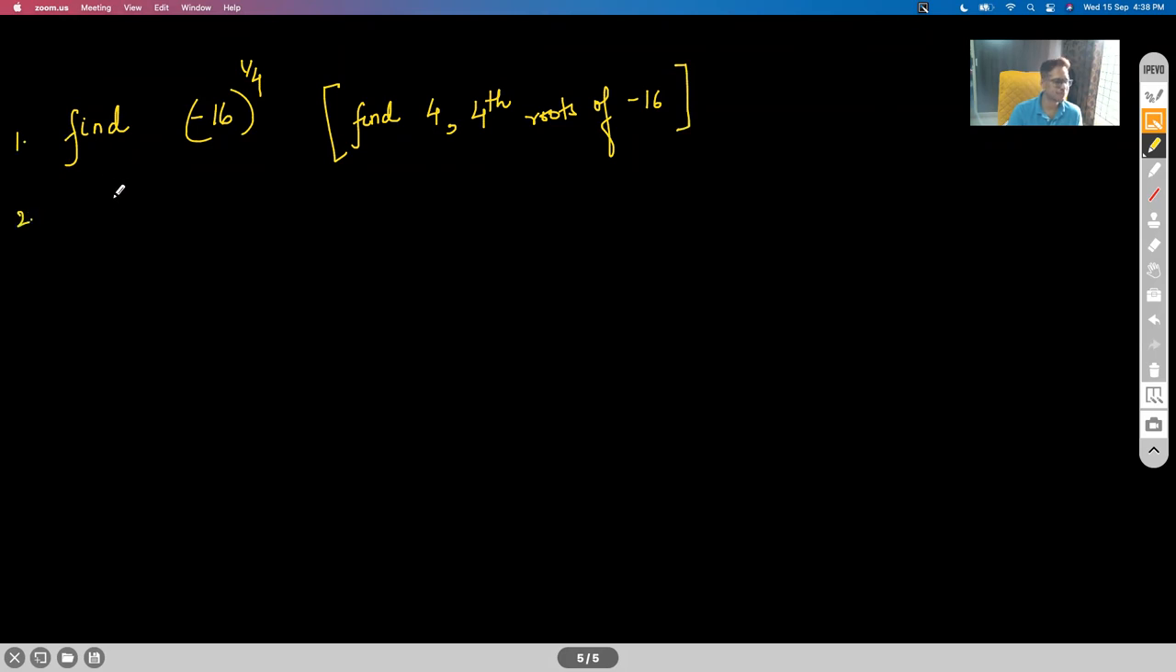That's the first part of the question. The second part of the question is, locate the roots on the Argand plane. So please solve this question. Find minus 16 to the power of 1 by 4 and locate the 4 fourth roots of minus 16 on the Argand plane. Once you have located, we'll discuss a little bit more about it.